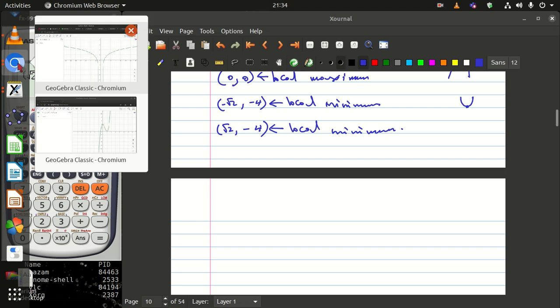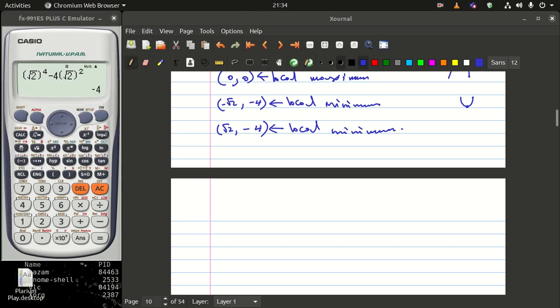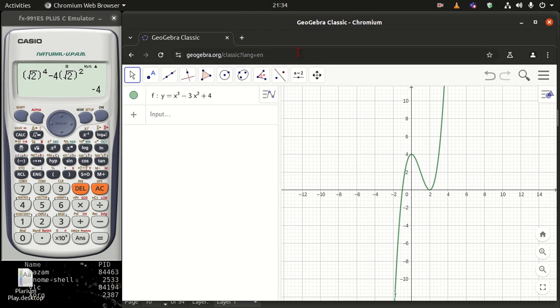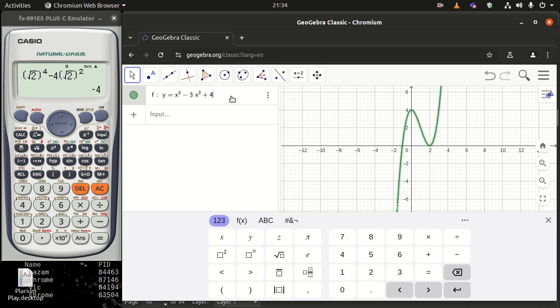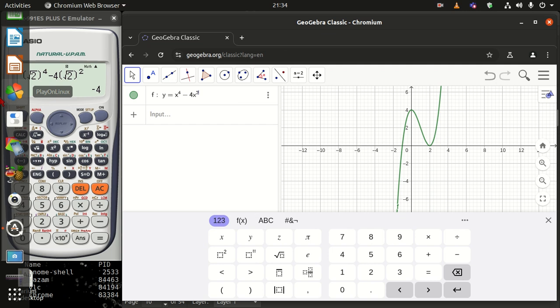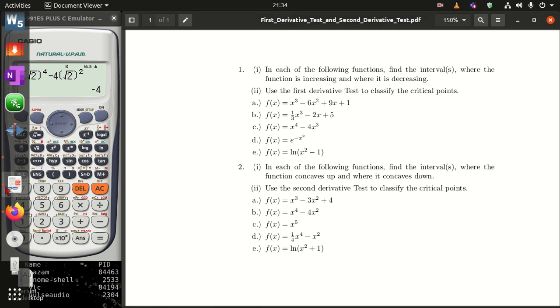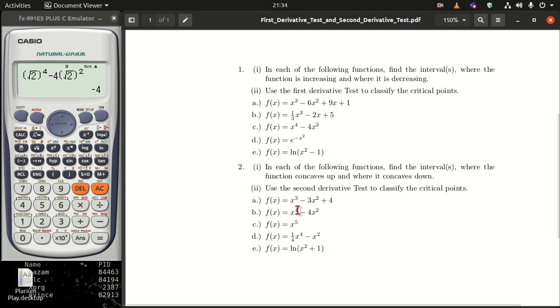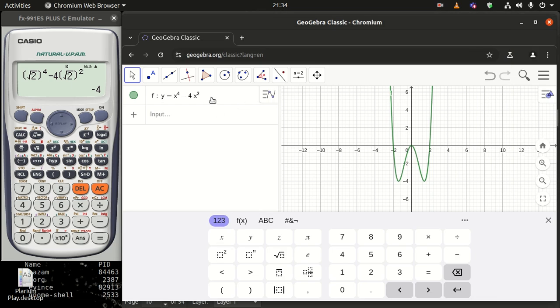Let us see whether what we are saying is true or not. We have a function here. Let me double check in our question. Here, the function is x to the power 4 minus 4x squared. So this is what we actually have.